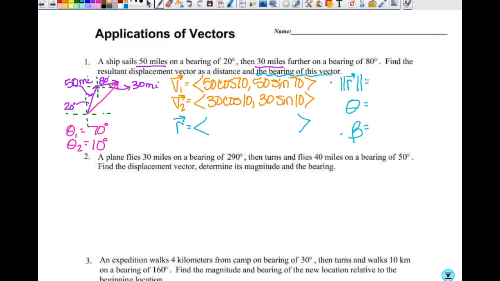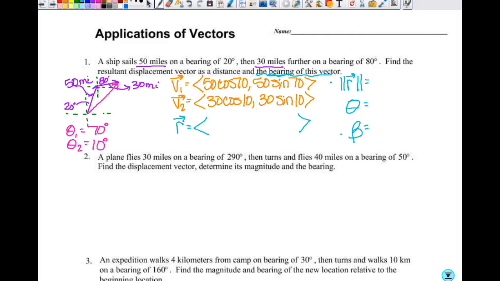Now you can do the work. I was just making sure you understood the pictures and labeling. You label it however you want. Yes? I'm sorry, what? Because it says find the bearing. Okay. What else you got about this one? Bearing is beta, yeah.